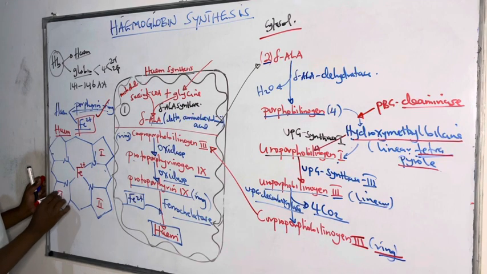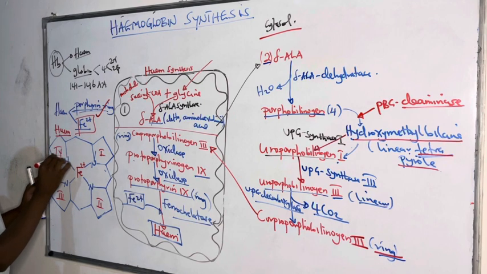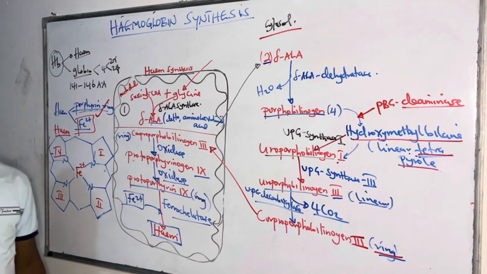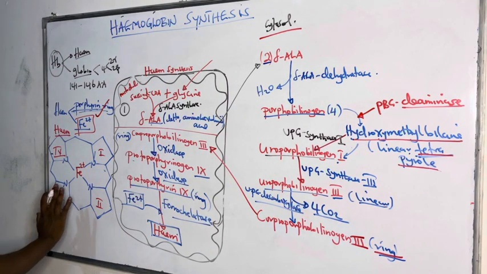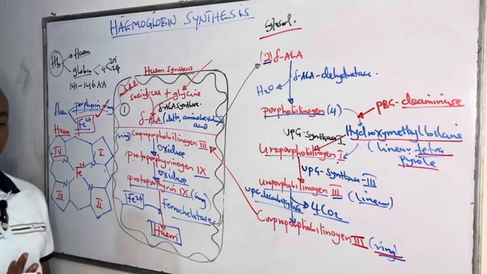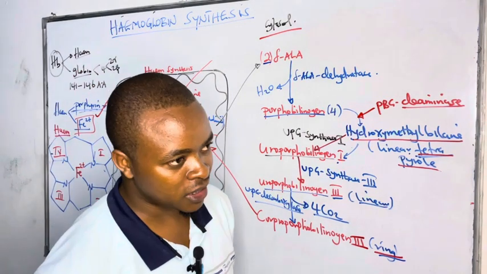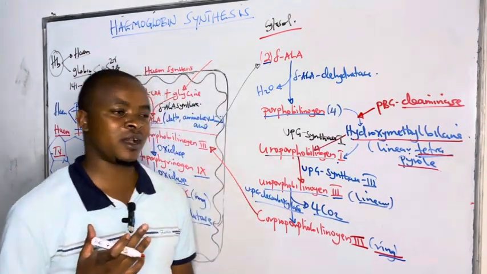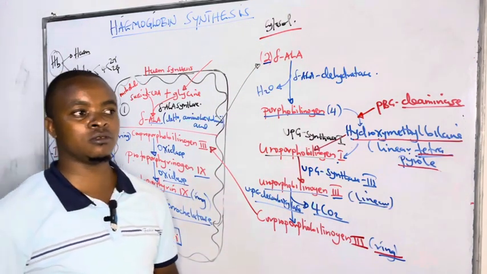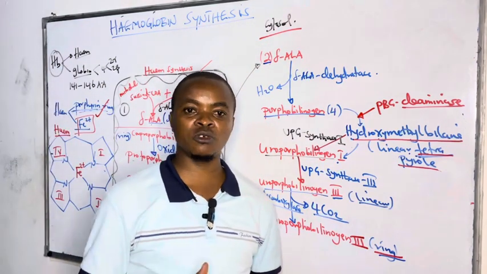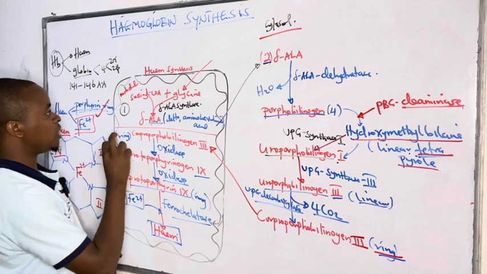It has the four pyrrole rings, which we are talking about. So after forming the heme, we have to know in this process the stages that occur in the mitochondria and the stages that occur in the cytosol, because we can easily ask you to outline the steps that occur in the cytosol or the steps that occur in the mitochondria.